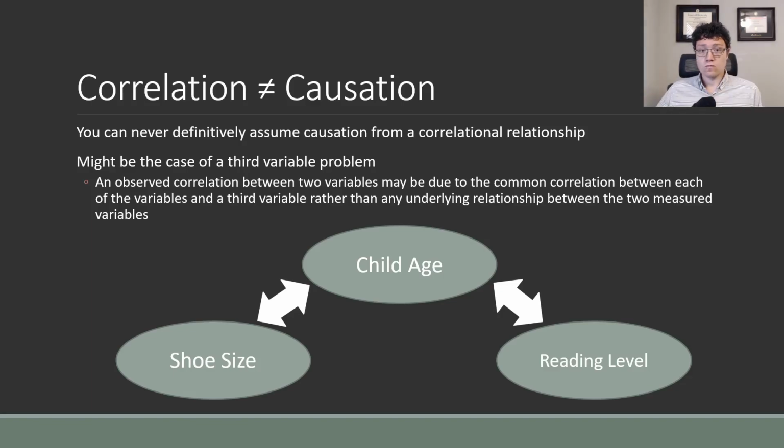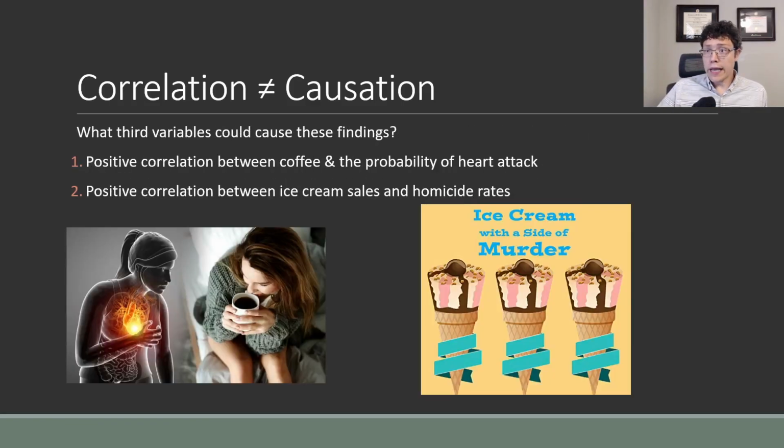So, continuing on this, in class I usually use these two examples. There's a positive correlation between coffee and the probability of heart attack, and a correlation between ice cream sales and homicide rates. So these are both positive correlations that have been found. Strange. Is it the case that the more you drink coffee, the more likely you are to get a heart attack? Well, not really. It's actually another variable, age. Kind of similar to the last example, funny enough, but older people tend to drink more coffee and older people are more likely to have a heart attack. So that might be why these are related.